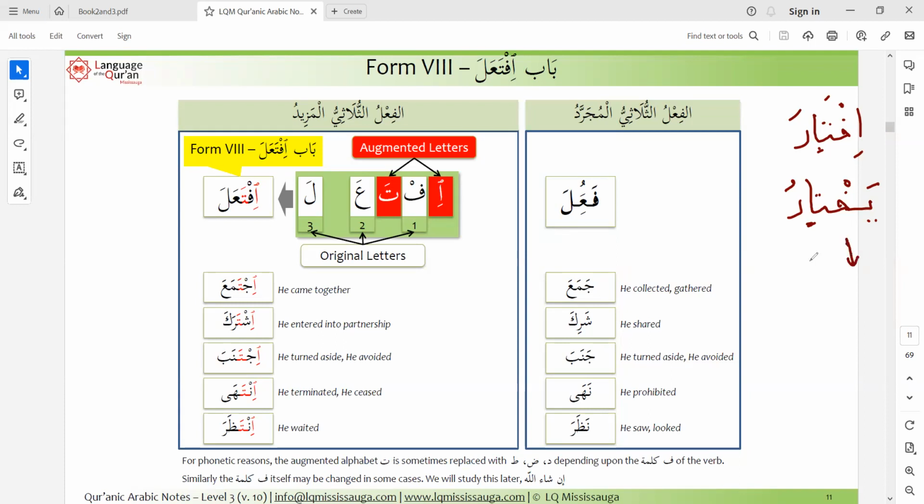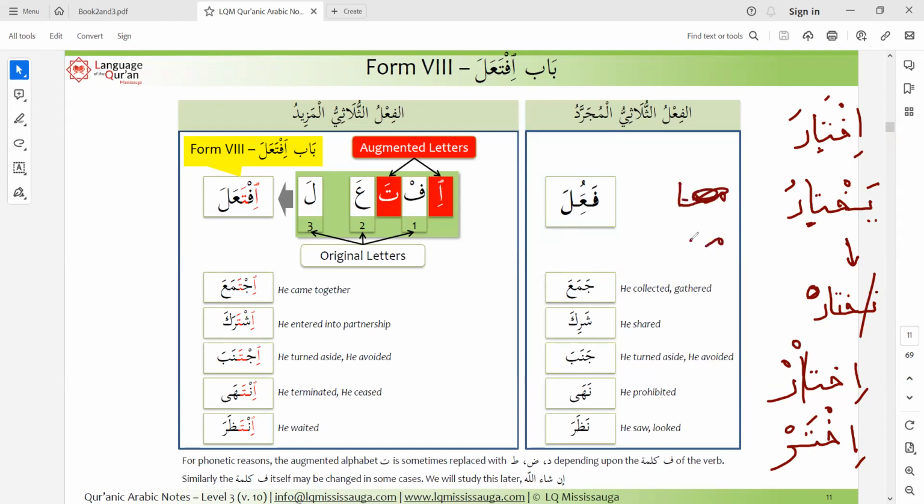Now, what is the amr from this? يختار, takhtaru. From takhtaru, we drop alamatul mudari'a and we put alif there. And what do we get? اختار. So again, going back to the rules of ajwaf, if we have iltiqa sakinayn, we drop the harfu illa. So what do we get? اختر. Just remember this. What is the ismul fa'il from this? مختار, Mukhtar. Okay, someone's name.